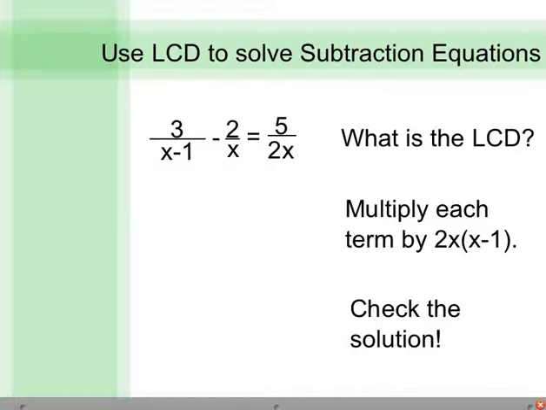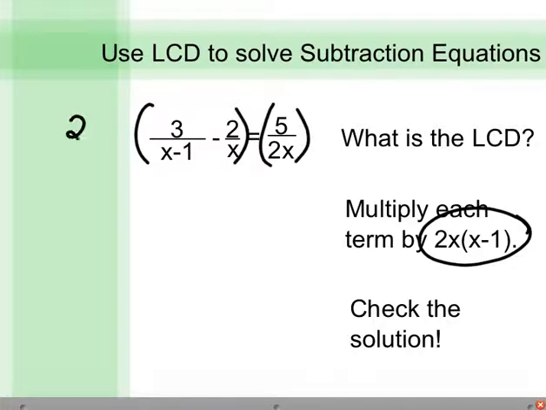We see that we have x minus 1, x, and 2x. Well, between the x and the 2x, least common denominator is 2x. Then you throw in that x minus 1, and we have to realize that we need all of those different factors in there. We need the 2x and we need the x minus 1. So we're going to multiply each term by 2x times x minus 1. So that's what I'm going to put on each side here. 2x times x minus 1.